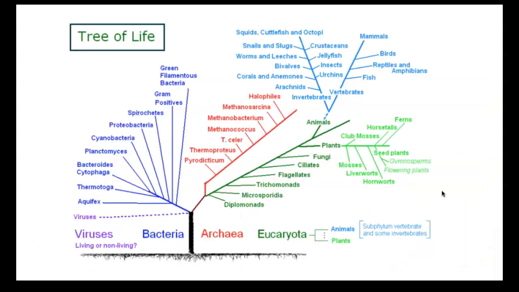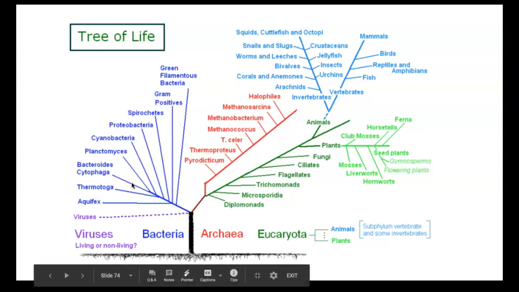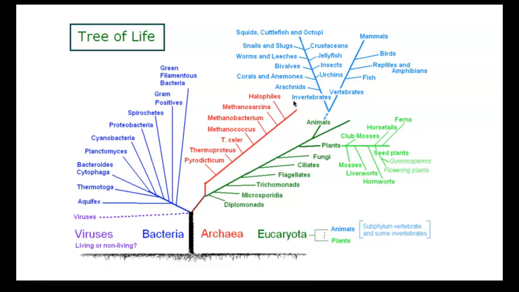This is another picture showing the tree of life, just so you guys can see it a little bit more in detail. So the bacteria is all the blue stuff. So different types of bacteria, different types of archaea, and then the eukaryotes, we have a whole bunch of different types. So plants like mosses and ferns and all that fun stuff. And then animals, we know animals usually a little bit more in detail.